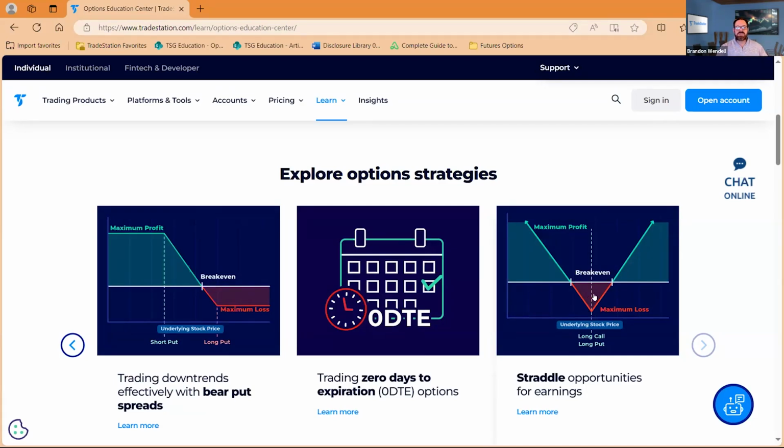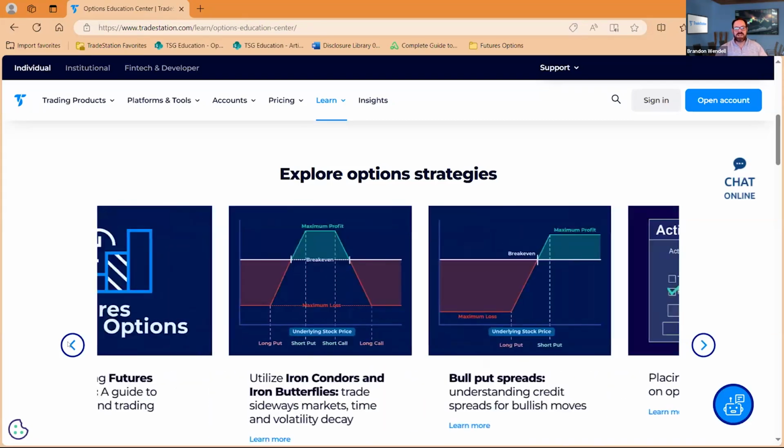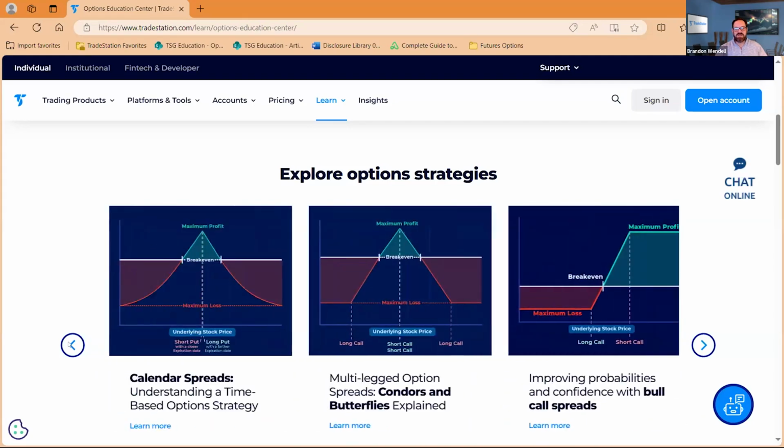And straddles and strangles, as you can see by the risk profile, are applicable for when you don't know which direction the markets are going to move, but you're expecting a very large move. Now, there is always risk involved, of course, because if prices don't move, then you're stuck in that red zone on the risk profile. And that's where you lose money. Same thing with the strangle.